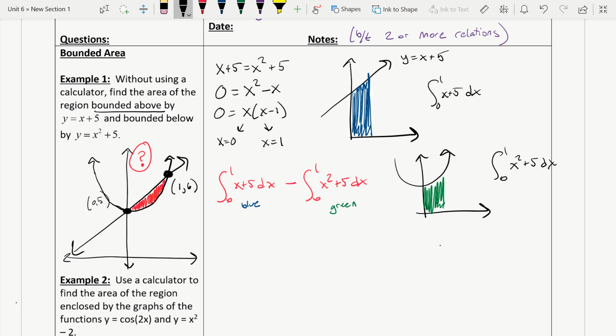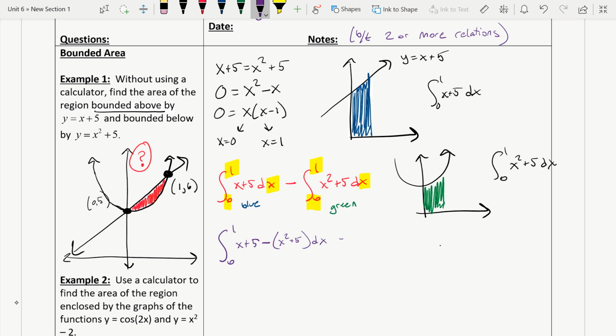But we have to come up with two antiderivatives if we do this, right? Because the limits of integration are the same, we're going from 0 to 1, 0 to 1 both times. Our variables match, dx, dx. You can condense this integral because it's just one minus the other. So you can simplify this into one single integral from 0 to 1 of x plus 5 minus, and you just have to make sure you subtract both things here, the x squared plus 5.